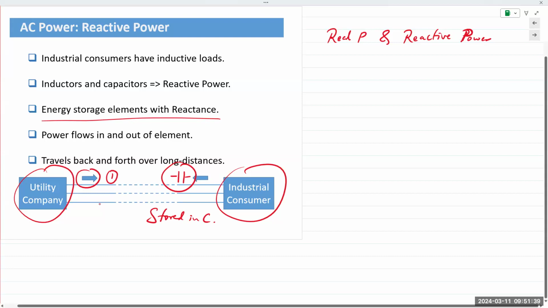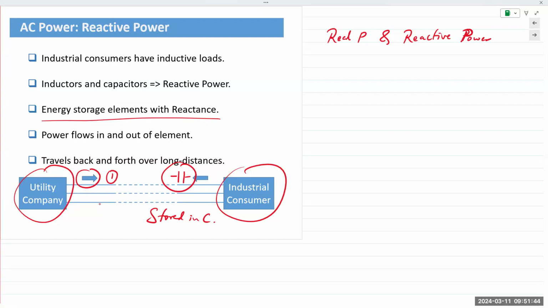And then the power just keeps traveling back and forth between the inductor and the capacitor at the consumer's place itself. It does not go all the way back to the utility company. Does that make sense? And that process of placing a capacitor in front of the inductive load is known as power factor correction. And we'll expand on that a little bit more in just the next few slides.